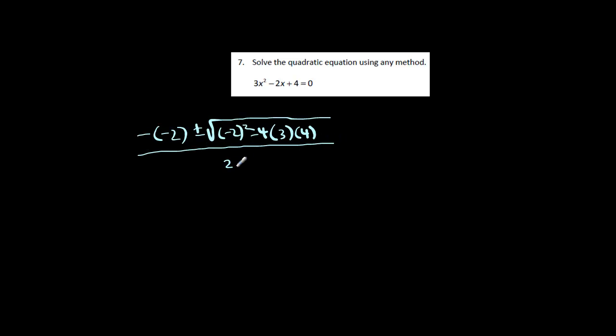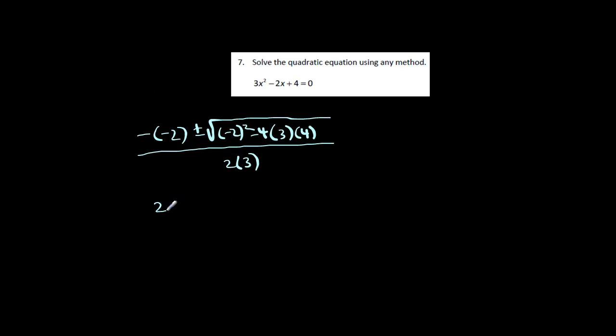Number 7, solve by using any method. Let's use the quadratic formula. So the opposite of b plus or minus the square root b squared minus 4ac all over 2a. So let's simplify it.